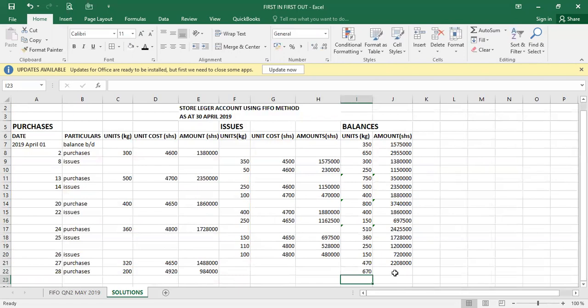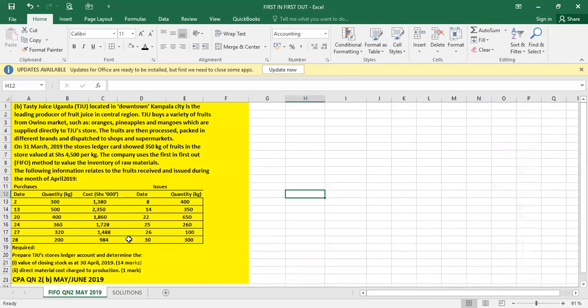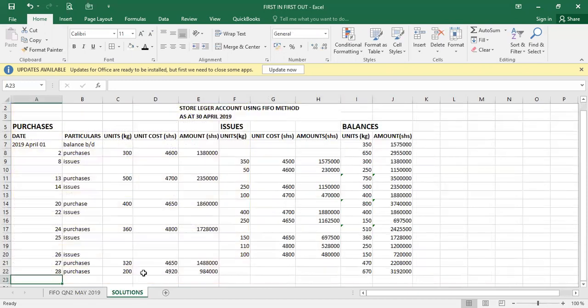We adjust also our total cost. It will be cost, this plus this. So we go on to the last one. The last transaction took place on 30th, and we issued out 300 units. It was on 30th because our statement is ending on 30th April.